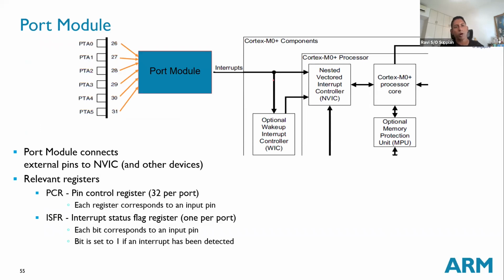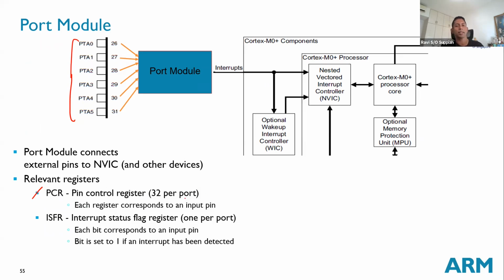All right, so in terms of the port module, what we need to do is we have all the ports. Like I said just now, port A and port D all have interrupt capability. So we need to make sure that we configure the particular pin that we want to have the interrupt capability, and that is the PCR register.